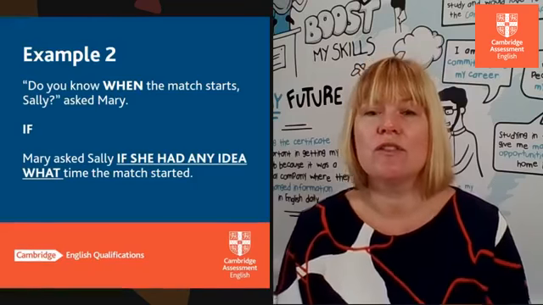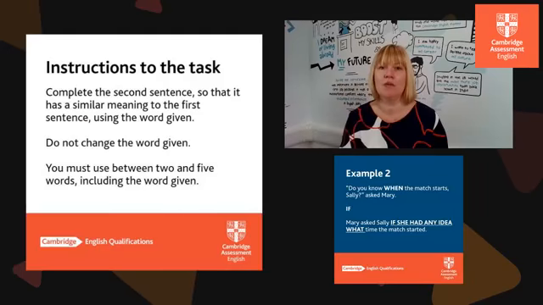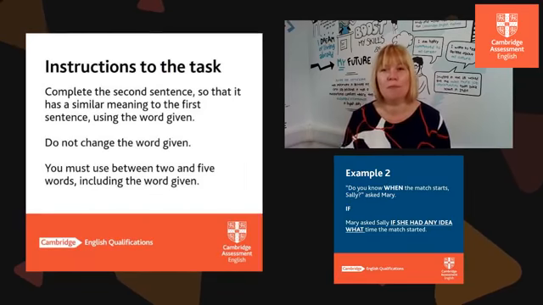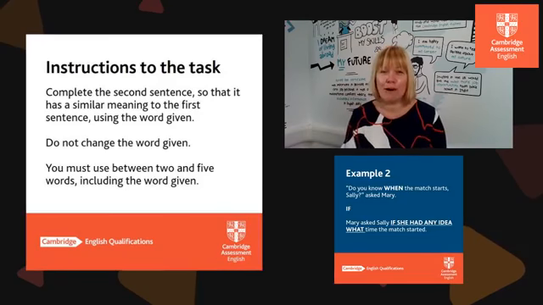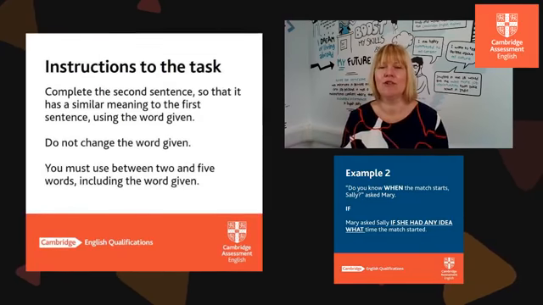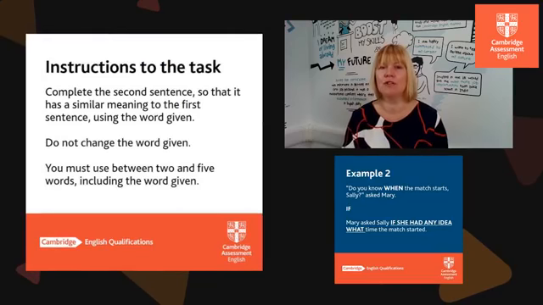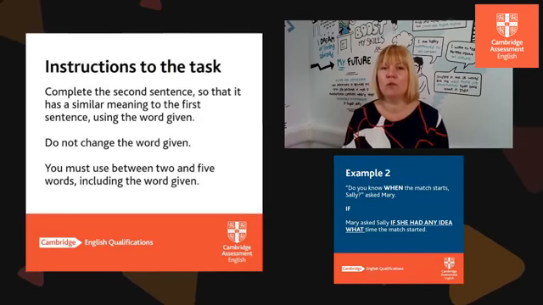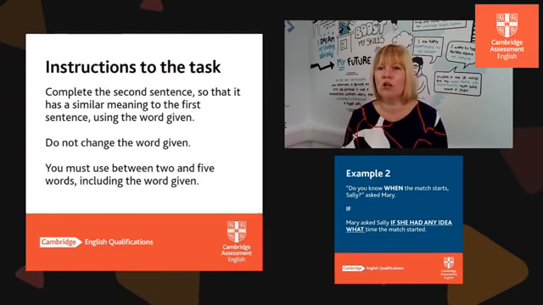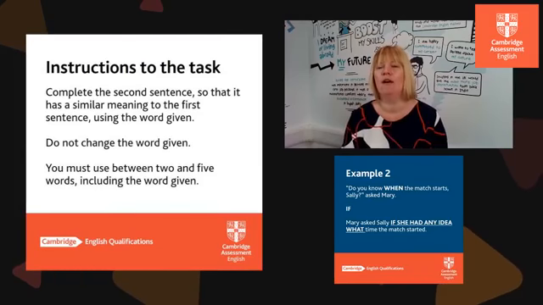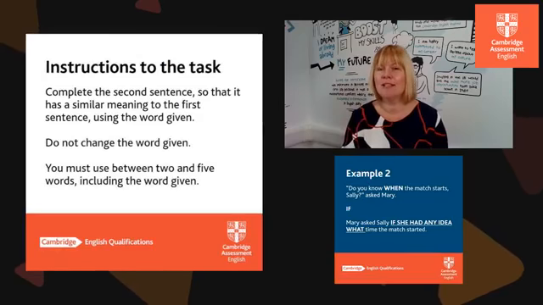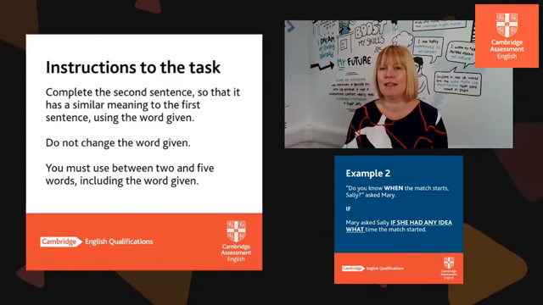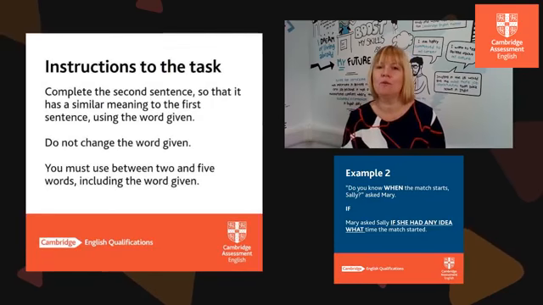Here are the instructions that you are given for the keyword transformation task. And I know I'm being mean because I didn't tell you those instructions right at the beginning, okay? The instructions are: complete the second sentence so that it has a similar meaning to the first sentence using the word given. Do not change the word given. You must use between 2 and 5 words, including the word given. Okay, so what is the problem? The problem is in the suggested answer that I gave here. "If she had any idea what", we have too many words.